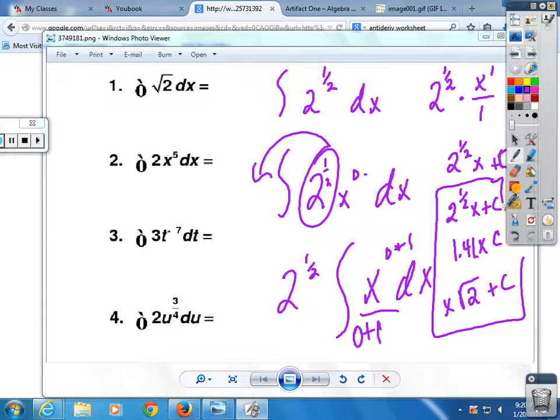Alright, let's try number, what did I say, 3? That's 3t to the negative 7 dt.